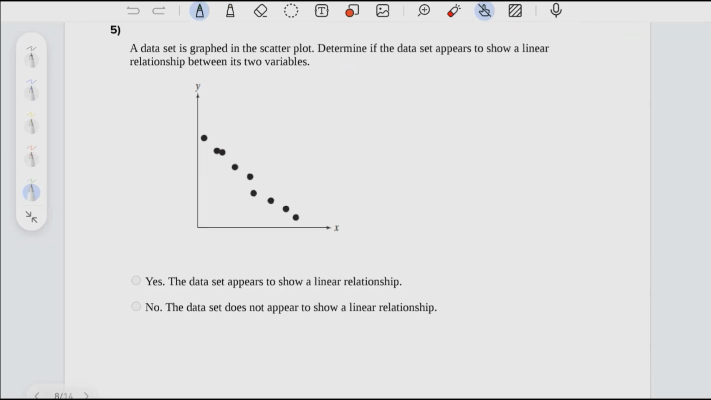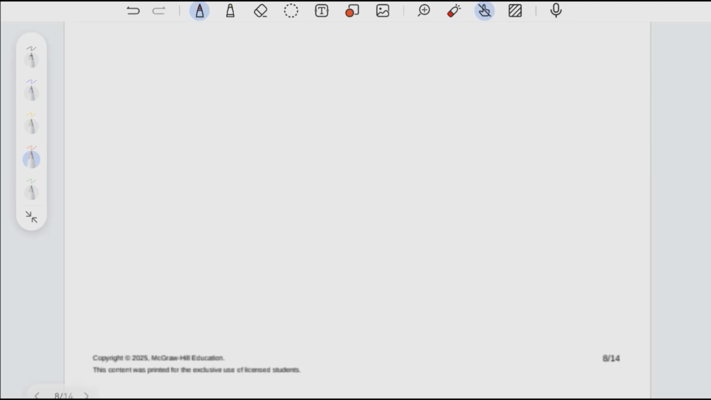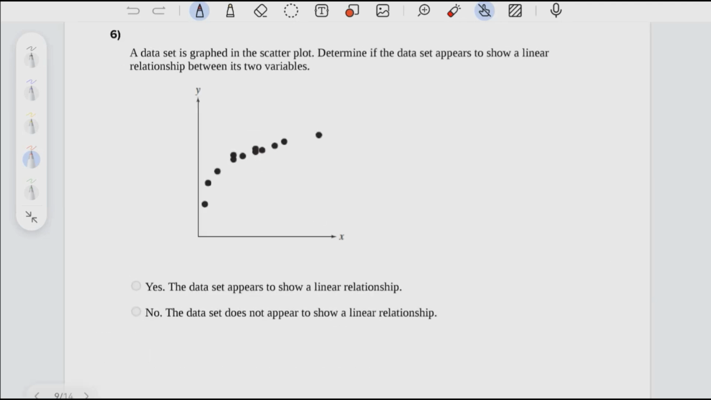Does this relationship show a linear relationship? Yes. If you draw the line of best fit, it will be linear. Here, as you can see, we have a non-linear relationship. So this one does not appear to show a linear relationship.